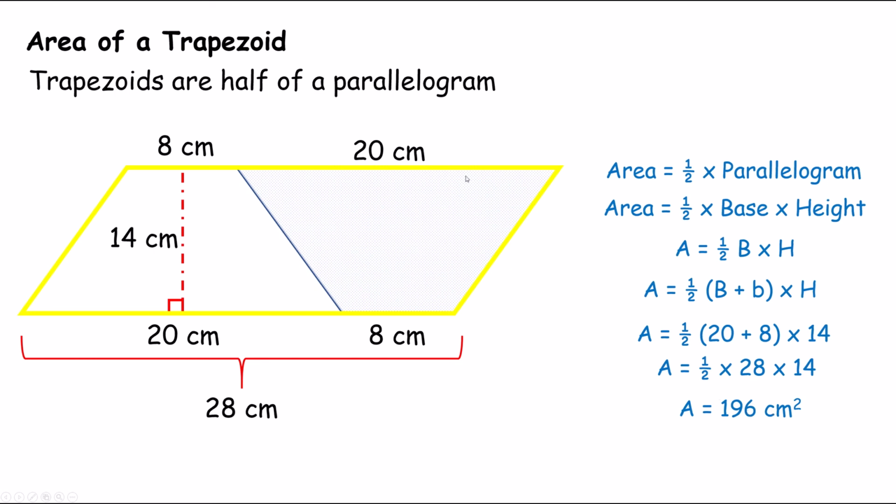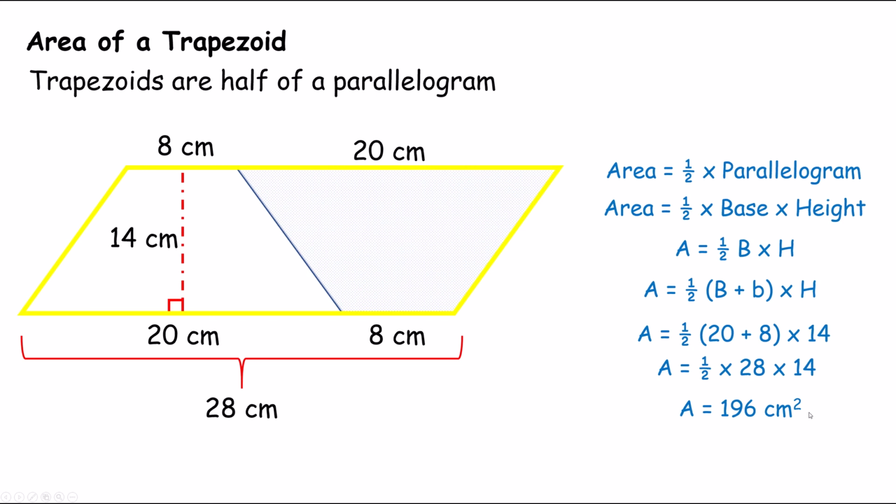That's little tiny squares that are 1 centimeter on each side to fill the entire thing. Now, in our previous videos, we talked about the fact that this 28 times 14, which is, I believe, 392, this 392 right here would be the area of the entire parallelogram, but we know that our trapezoid is only half of that parallelogram. So we take half of that 392 and we get 196.